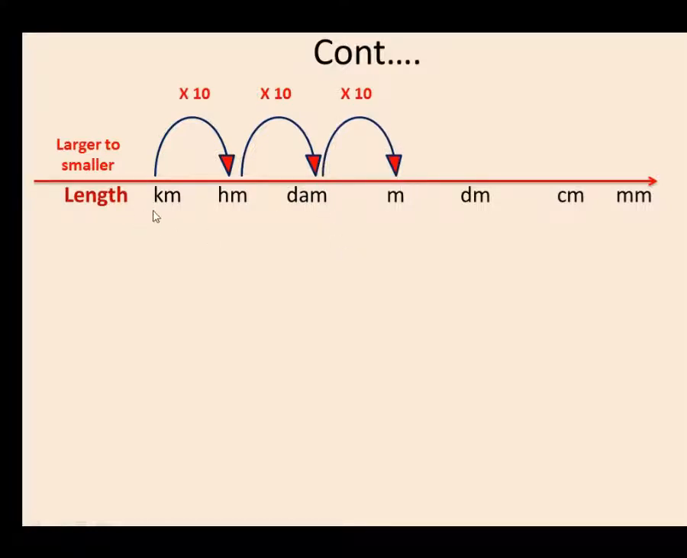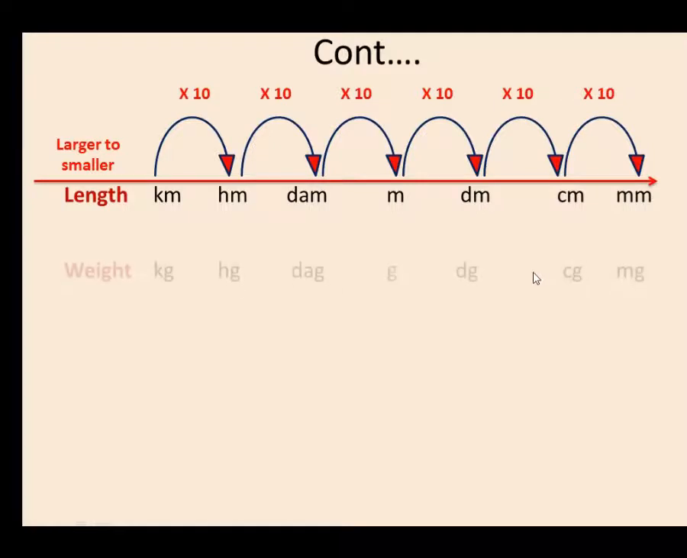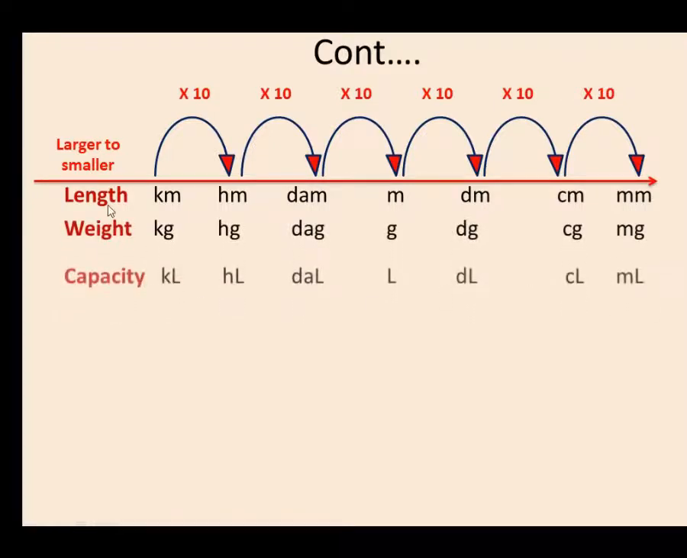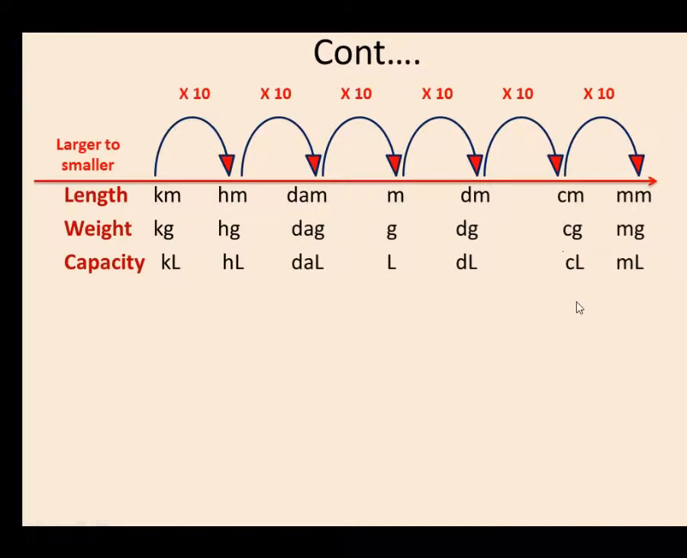Suppose we have to convert from kilometer to meter. Then in this case, how many steps are we moving? 1, 2 and 3. So we will multiply by 1000, that is 3 times 10. Accordingly, as we move towards the smaller unit, we need to multiply. Now, the length, weight and capacity units I have written here. In all, we have to follow the same procedure of multiplying from larger to smaller.